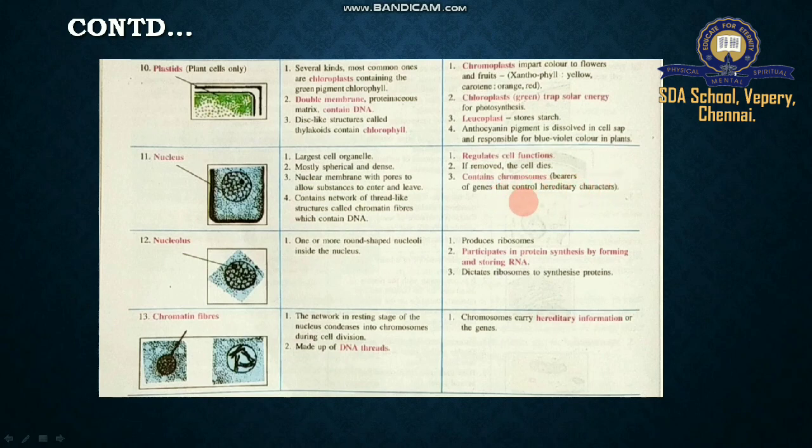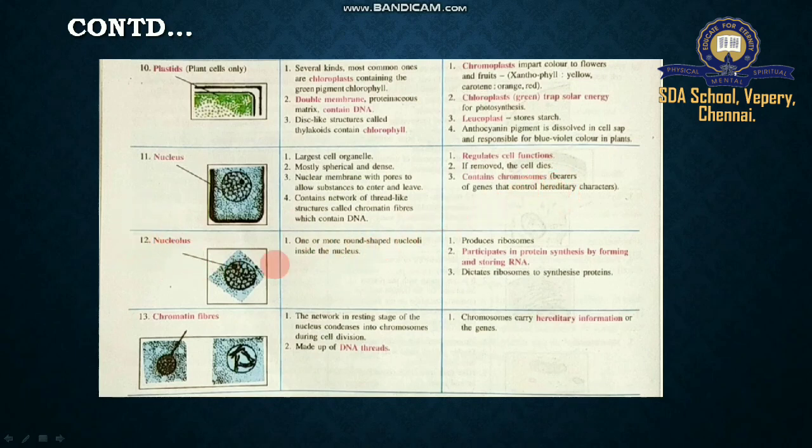What is heredity? It is the transmission of characters from parents to offspring, because the chromosome is present in the sperm cell in the form of genes. Genes are present in the chromosome, and this chromosome is transferred from parents to offspring, leading to the development of parental characters.